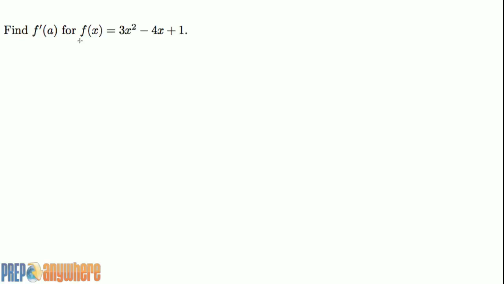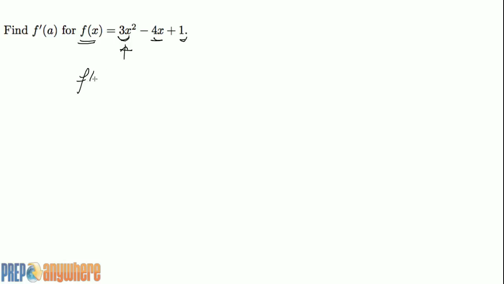Okay, so find f prime at a for the function 3x squared minus 4x plus 1. When you're finding a derivative of an expression like this, you can think of the function f at x as a sum of three functions. The first one is 3x squared, the second one is the minus 4x, and the last one is a constant.